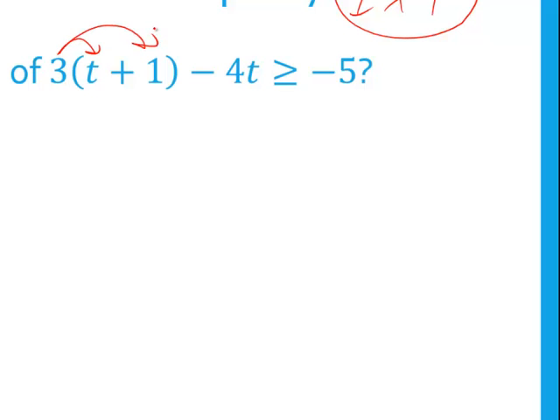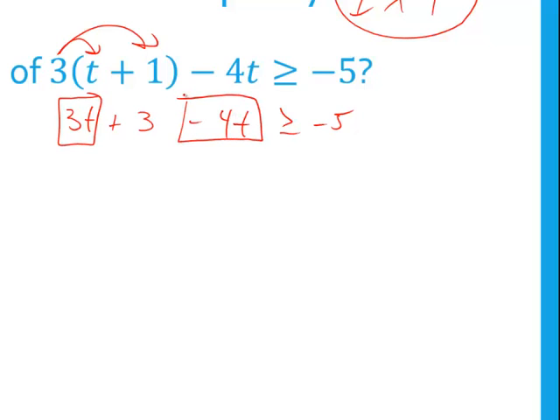double arrows. So 3 times t is 3t. 3 times 1 is 3. Bring down your minus 4t, greater than negative 5. Okay, now, as you can see, we have two variable t's on the left side. So we can combine those, combining like terms since they're on the same side. So 3t minus 4t is negative 1t plus 3 is greater than or equal to negative 5.